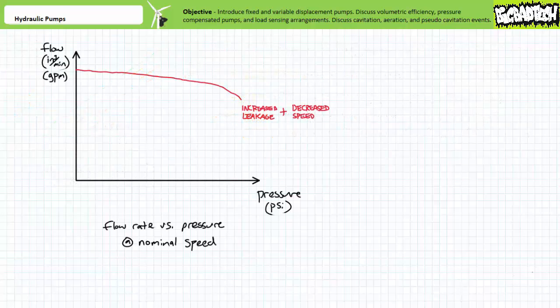Long story short, the combined effects of decreasing displacement due to increased leakage and decreasing rotational speed due to increased torque at increasing pressures can be summarized in a graph of flow rate for a range of pressure requirements, assuming a nominal speed for the prime mover. It should come as no surprise as pressure increases, flow decreases. Consider an electric motor with a nominal speed of 1,800 RPM driving a fixed displacement pump subject to different pressure requirements. Nominal, by the way, means around or close to, but obviously not exact.